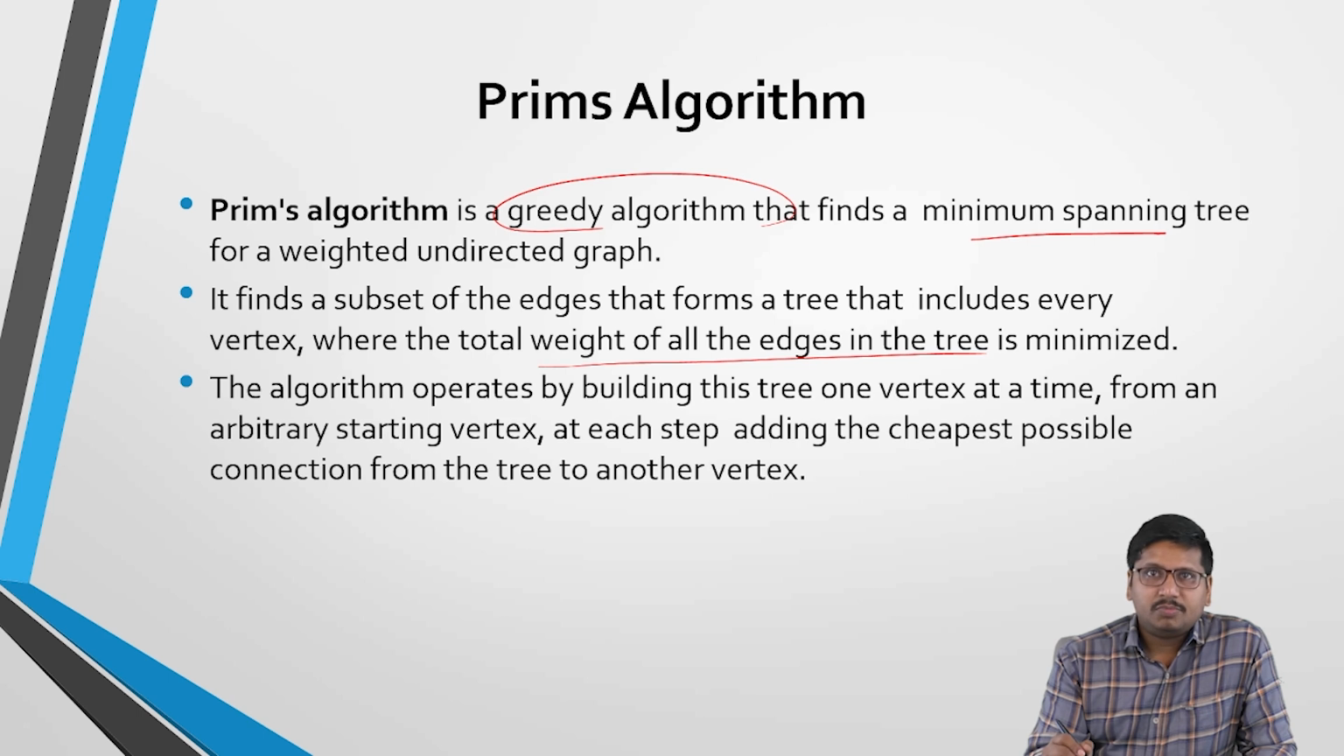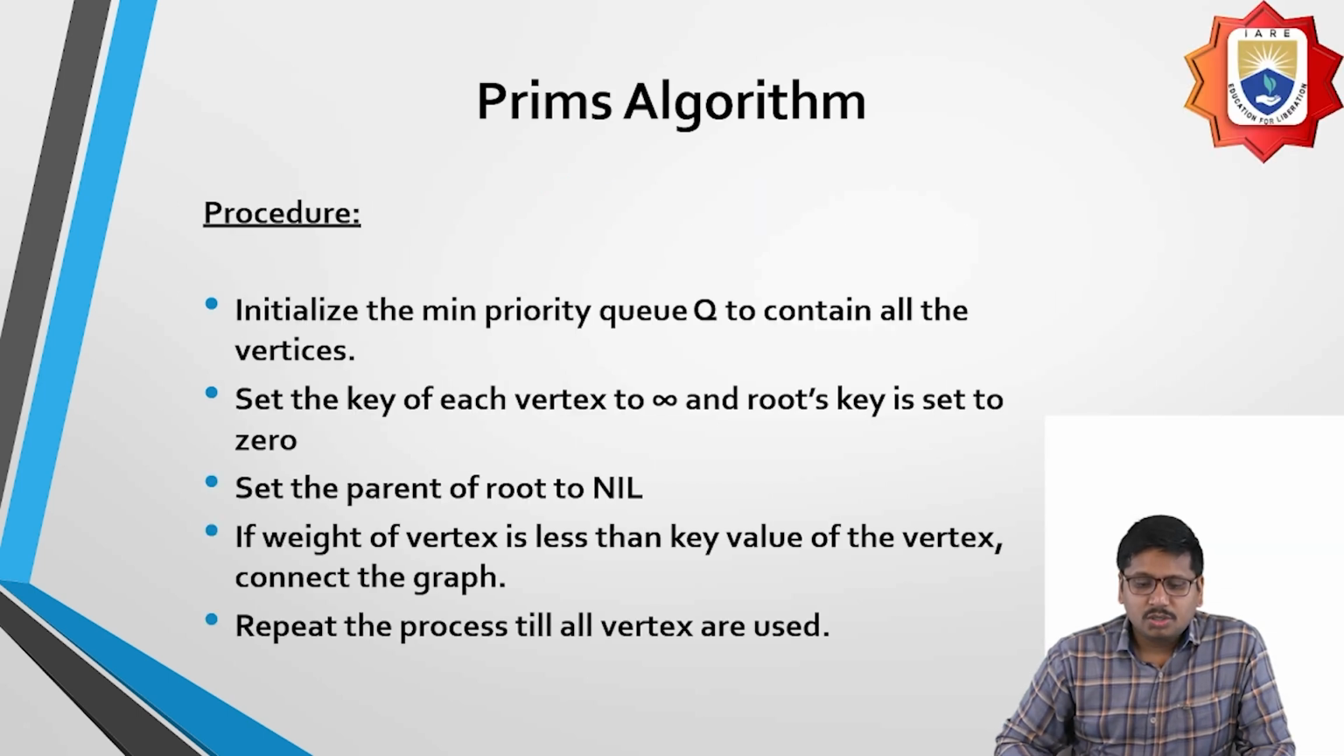So add the cheapest possible connection from one tree to another tree. Here we're going to have the set of procedures for how we're going to construct this Prim's algorithm.